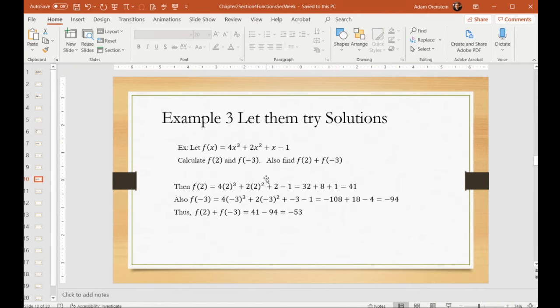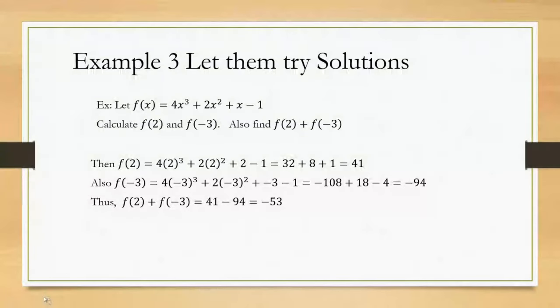Okay. So for this one, f of 2 now, right? What we have then is f of 2 is 4 times 2 cubed, right? So I'm replacing x by 2. So 4 times 2 cubed plus 2 times 2 squared plus 2 minus 1. Again, I'm just replacing x by 2. That's what I'm doing here.